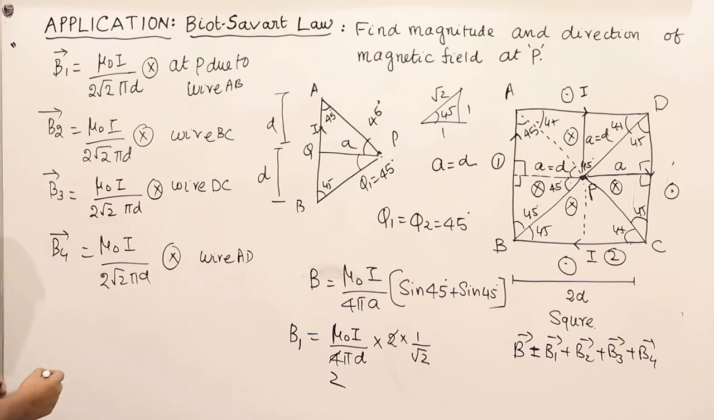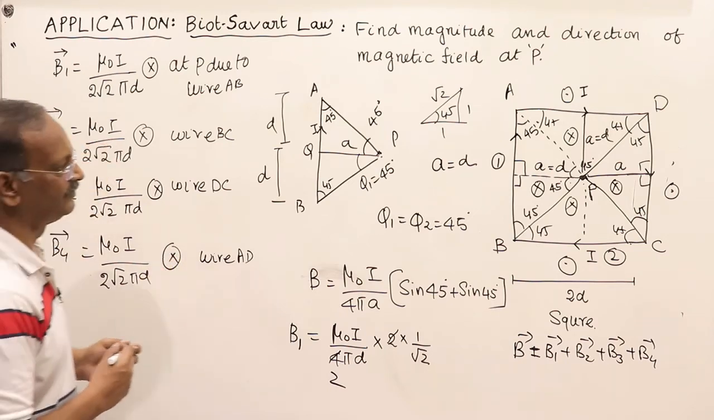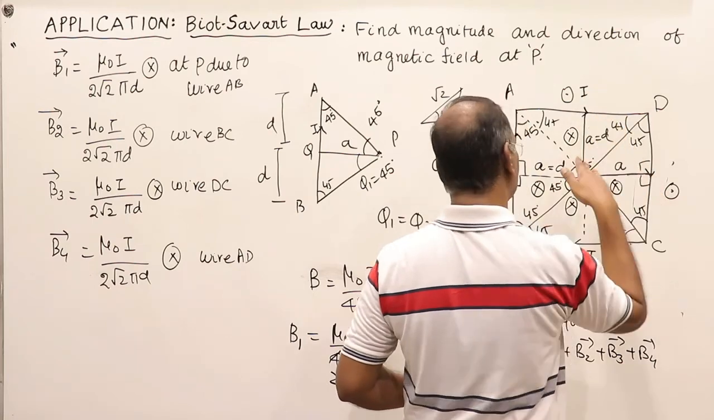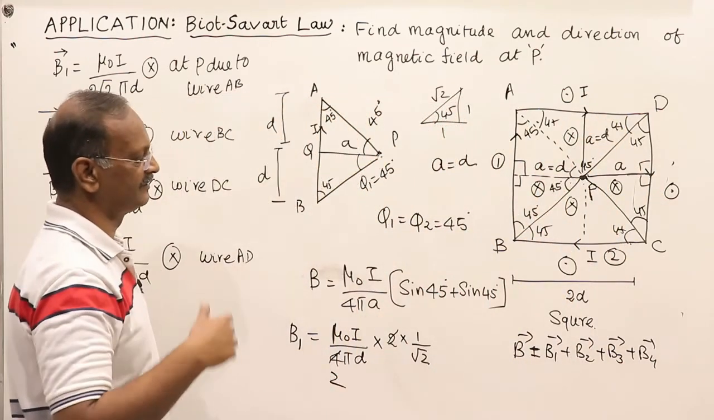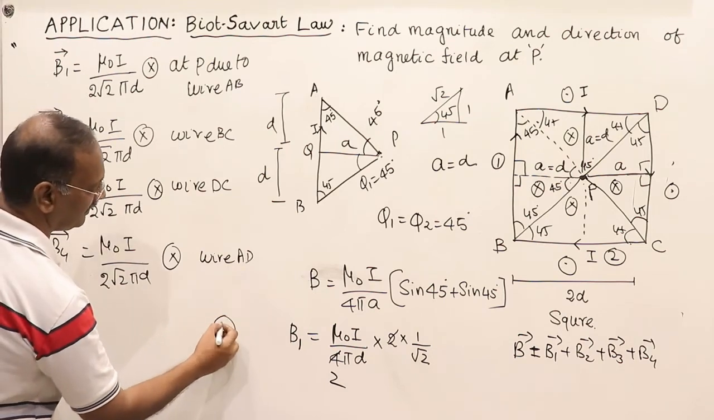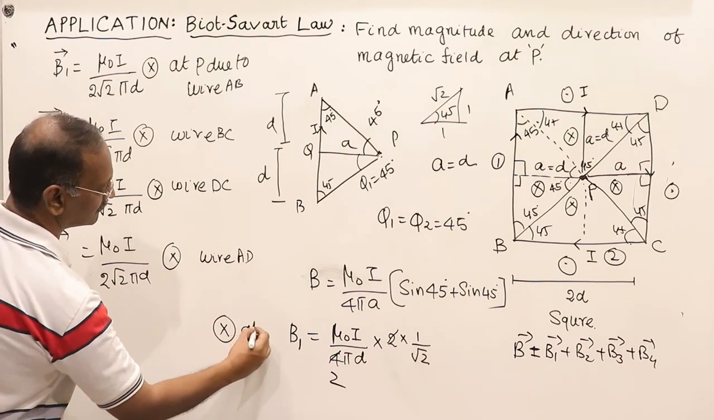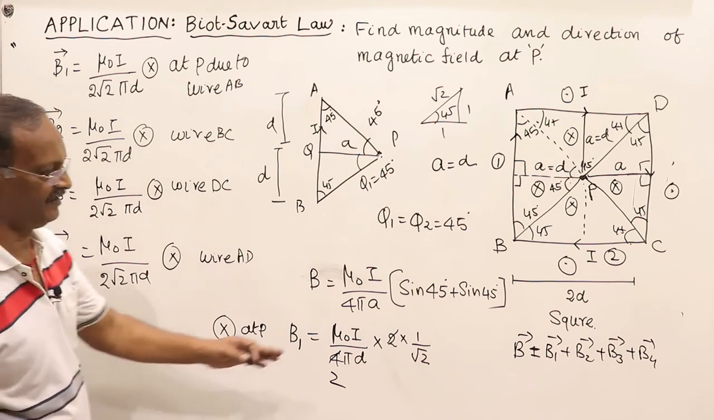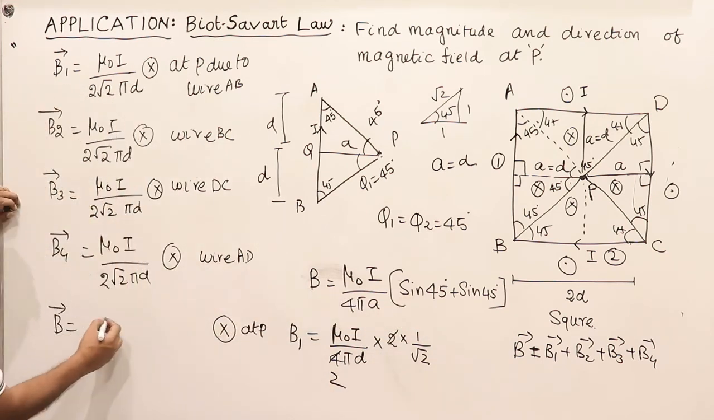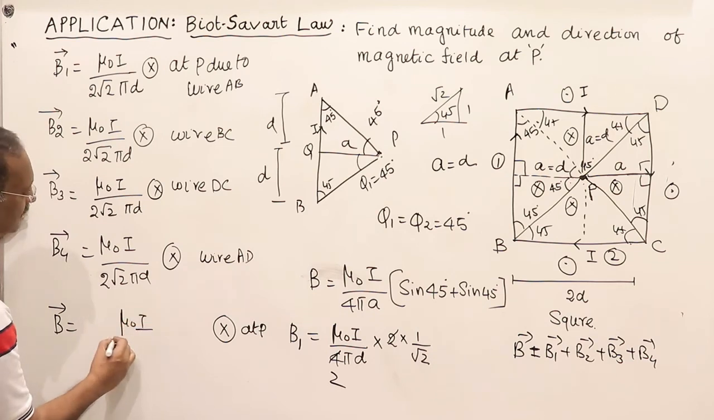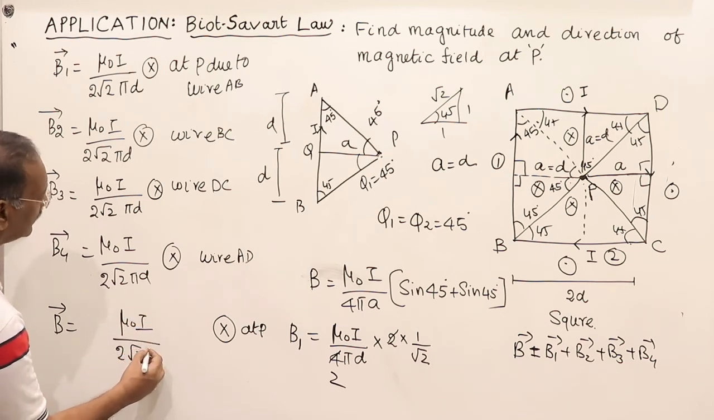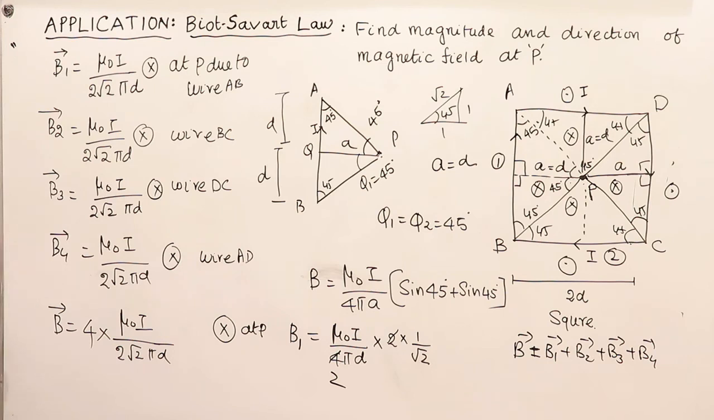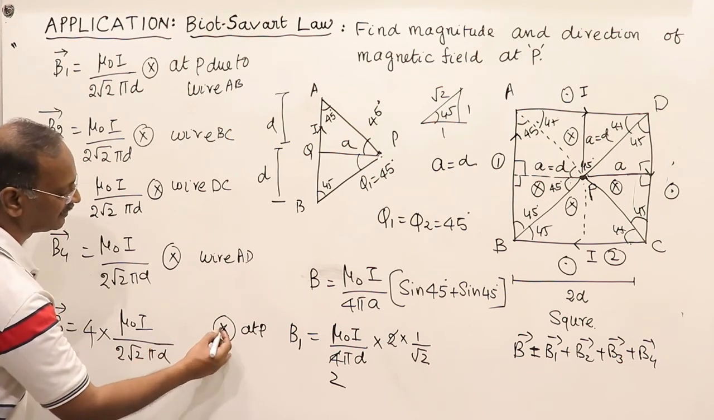So what is the magnetic field? The magnetic field is inward due to this segment, also inward due to this segment, this segment, and this segment. It means all are in the same direction. So the total magnetic field at P due to all the four elements: B is equal to the vector sum of B1 plus B2 and so on. We add all the magnitudes. It means mu naught I by 2 root 2 into pi into d, into 4 times, and the magnetic field is inward.